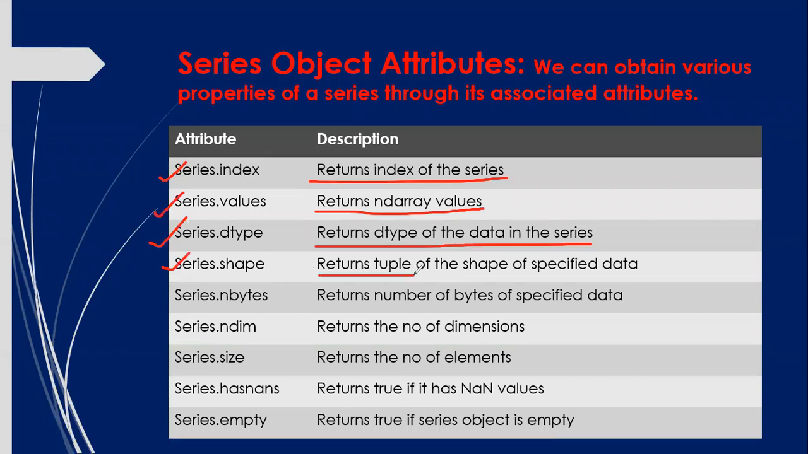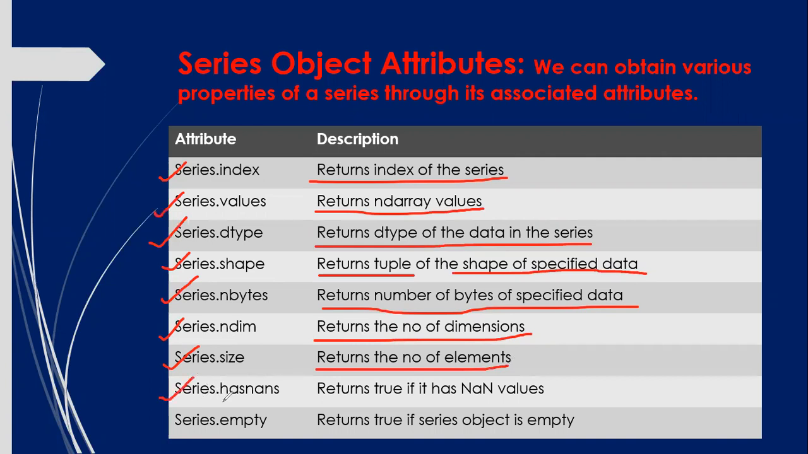You know what is a tuple? A tuple is a group of some numbers. Or we can say, as in MySQL, a tuple is a row of numbers. It returns a row of the shape of the specified data. I'll give you an example of all these. Next is series.nbytes. It returns the number of bytes of the specified data. Next is series.ndim. It tells the number of dimensions, whether it is 1 dimension or 2 dimension. Series.size. It returns the number of elements in a particular series.